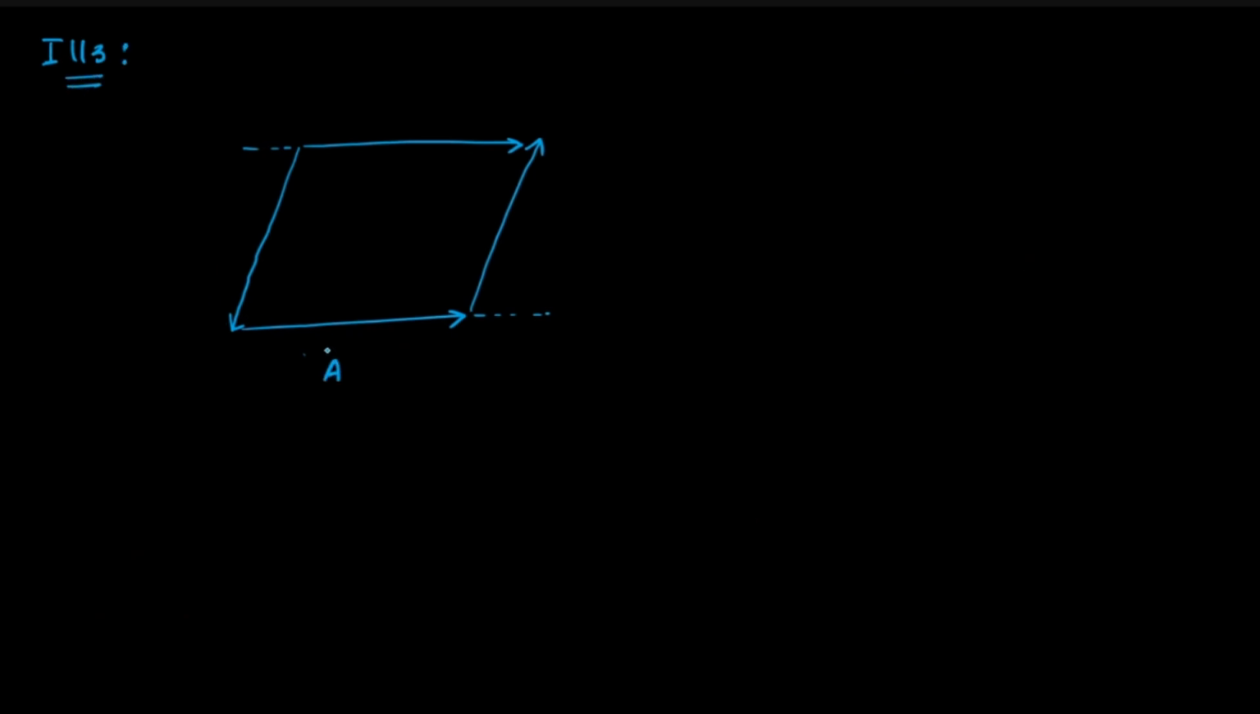So here we have four vectors A, B, C, and D. We have been given the following angles. This is 70 degrees. This is 110 degrees. This is also 70 degrees. And this is also 70 degrees.